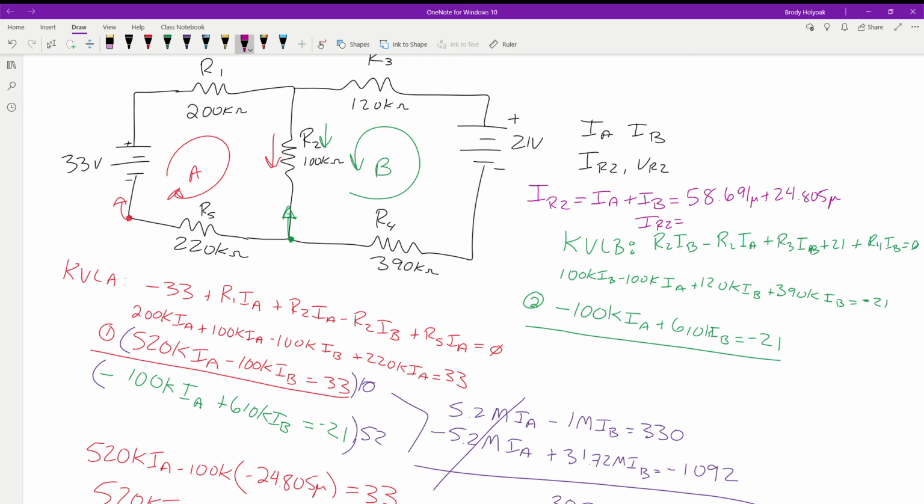So we get 83.496 microamps. We then take that, multiply it into our resistance, and what kind of a voltage do we get? How much? 8.35 volts.